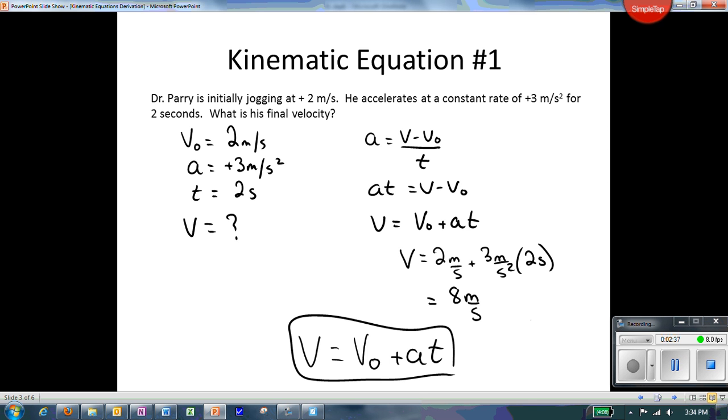But this brings us to our first of the 4 kinematic equations, really just rewriting our initial equation that we've already been talking about, where average acceleration is now just the constant acceleration. So v equals v naught plus at.